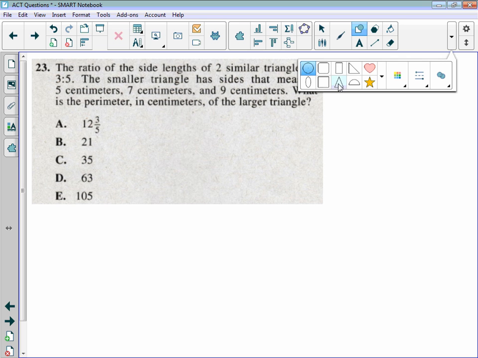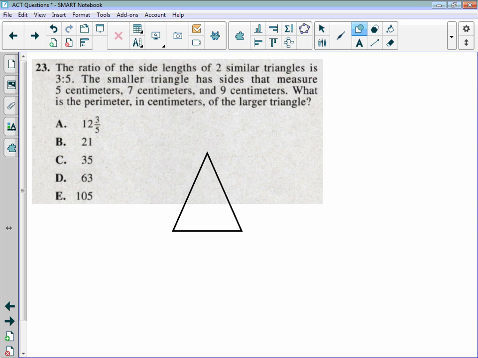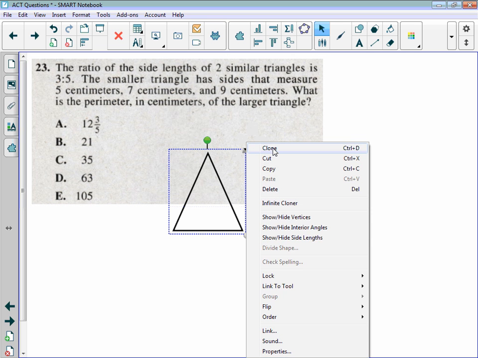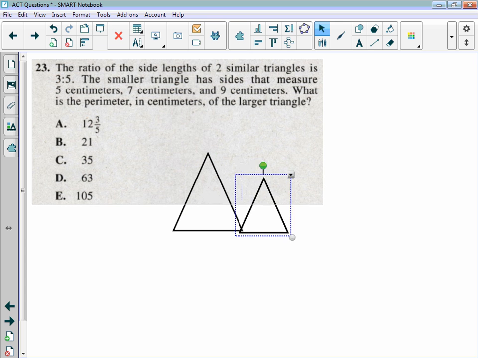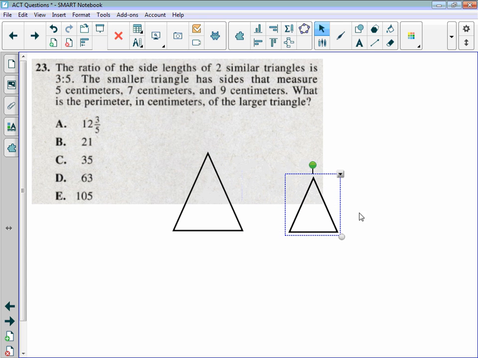So you could draw it to look more random than this, but we're not going to get too picky about it. And the thing with similar triangles is they don't have to be the same size, but they have to be the same angles or the same shapes. So something like that. And again, these two up here do not have to look the same as each other.